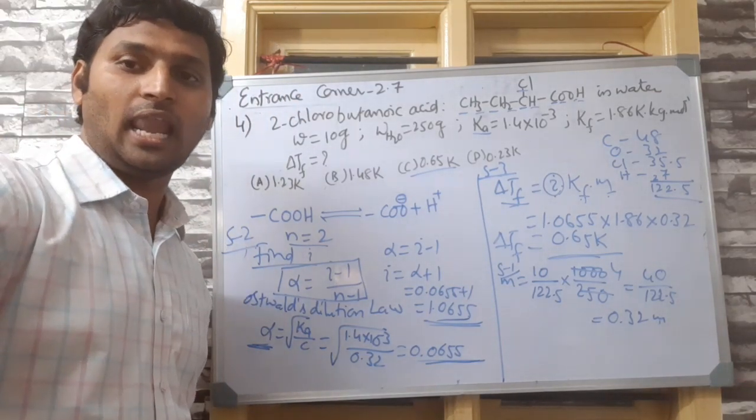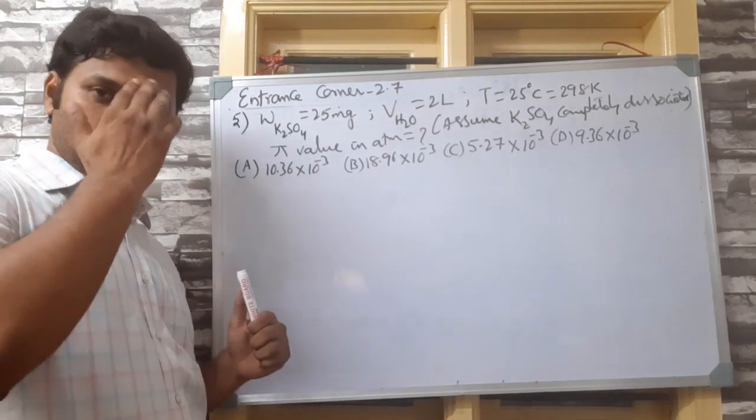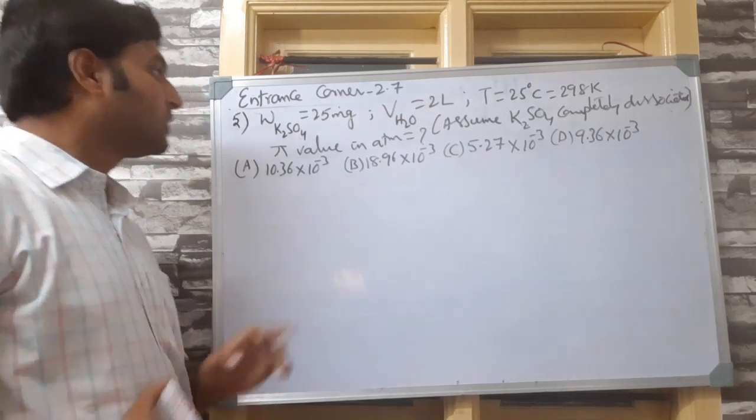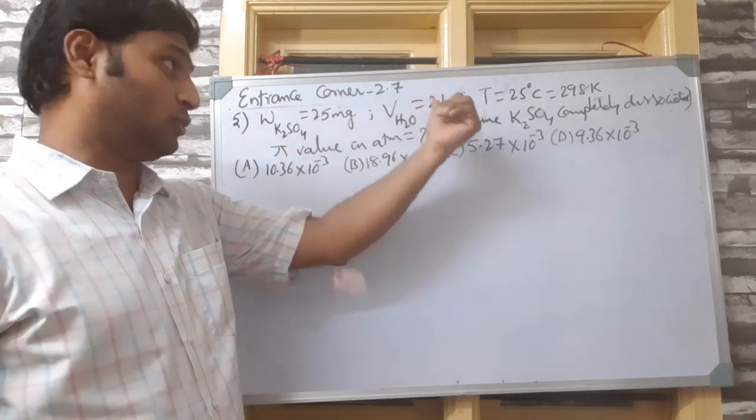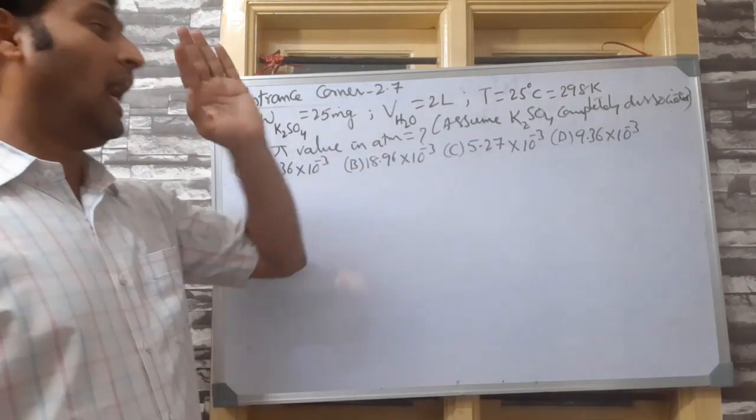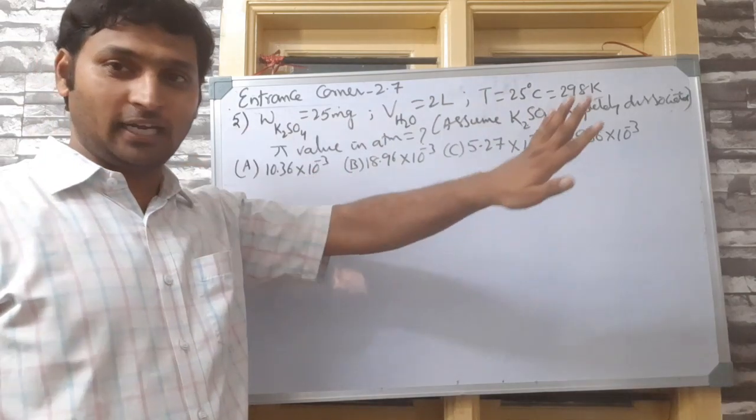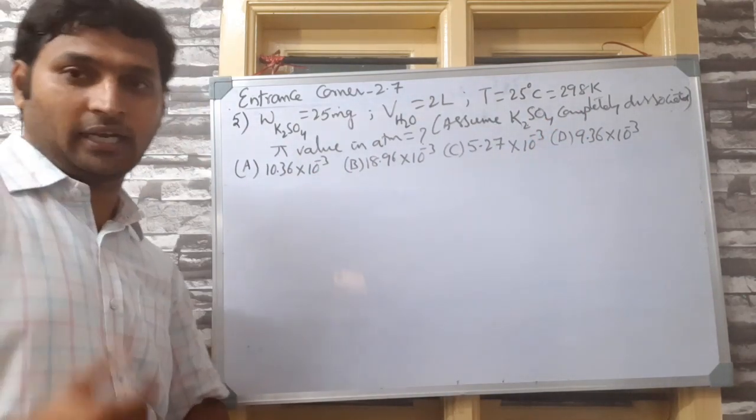Let us go to the last question. If you look into the last problem, hope you have gone through it. 25 milligrams of potassium sulfate, a very small quantity, is dissolved in 2 liters of water at 298 Kelvin. Assuming potassium sulfate is completely dissociated, he is asking you to calculate the value of osmotic pressure.